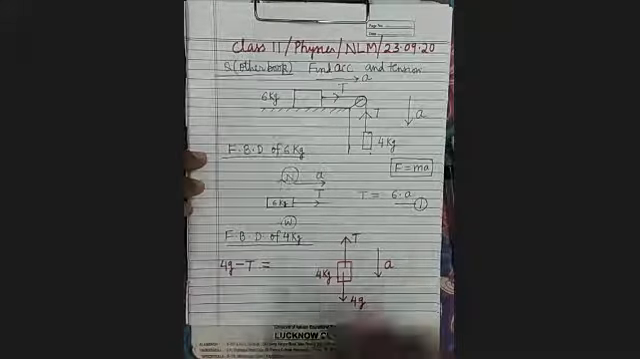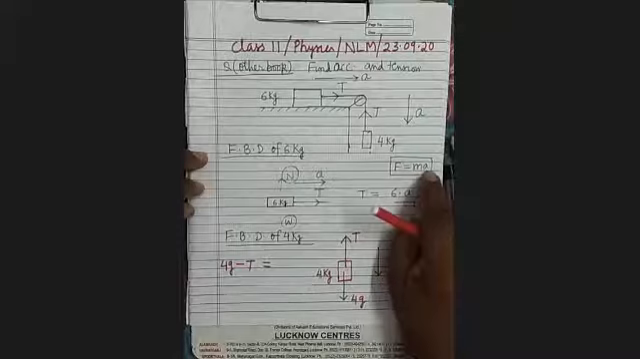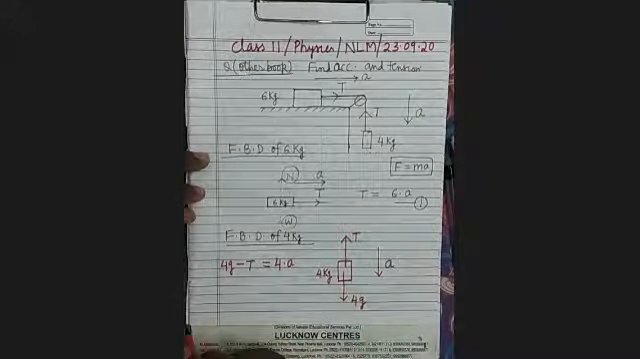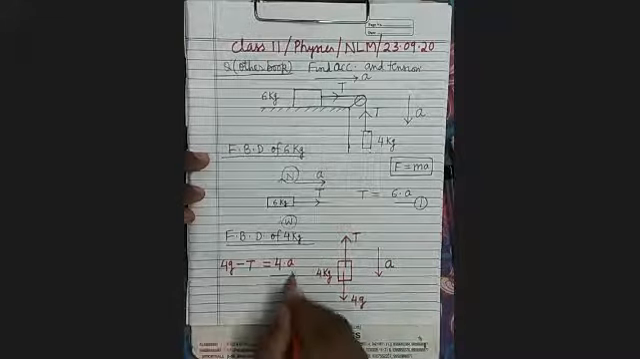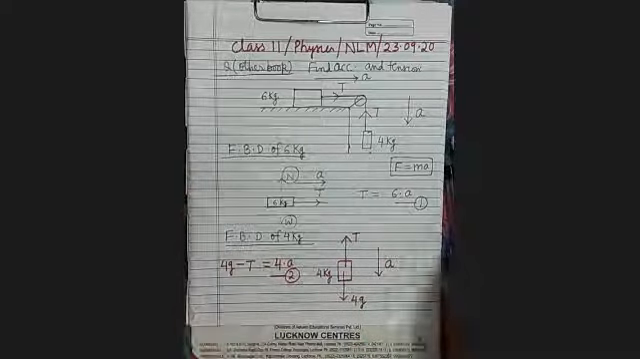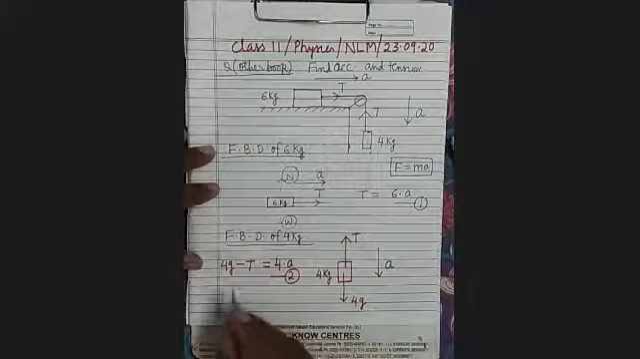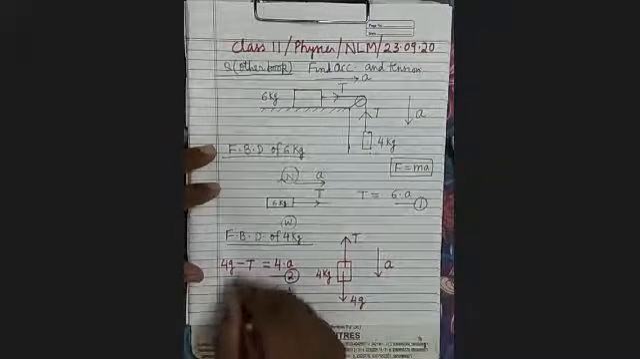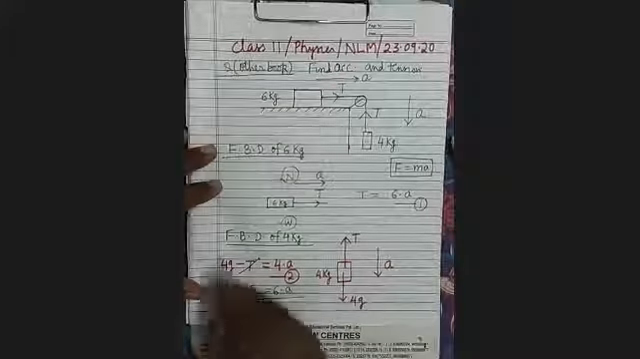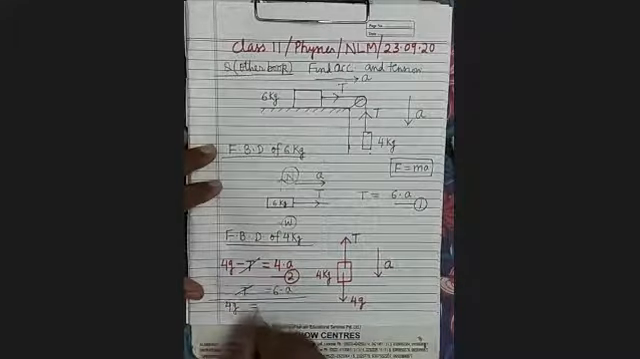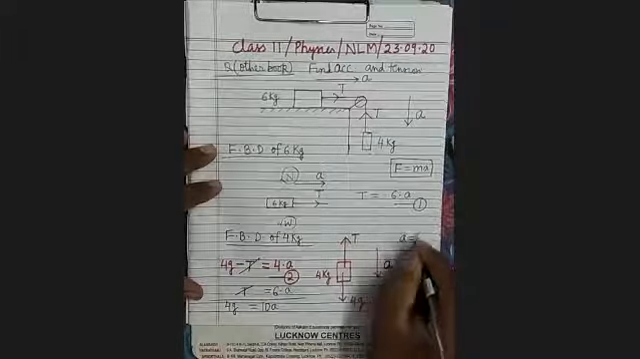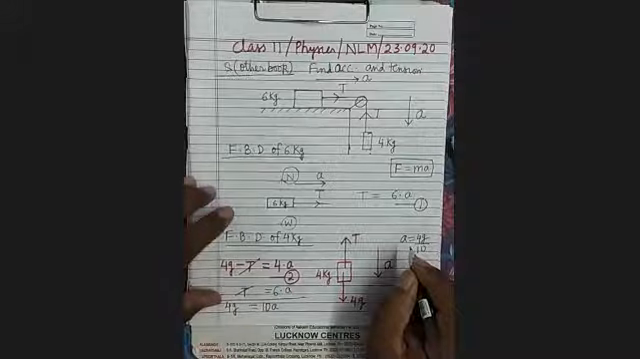This net force will be equal to its mass multiplied by acceleration. Mass is 4, acceleration is a. Is it clear? So now we will solve equations 1 and 2. When you solve equations 1 and 2, you substitute T equals 6 into the equation. Minus T plus T cancel. 4g equals 10a. So what will be a? a equals 4g upon 10. This will be the a.